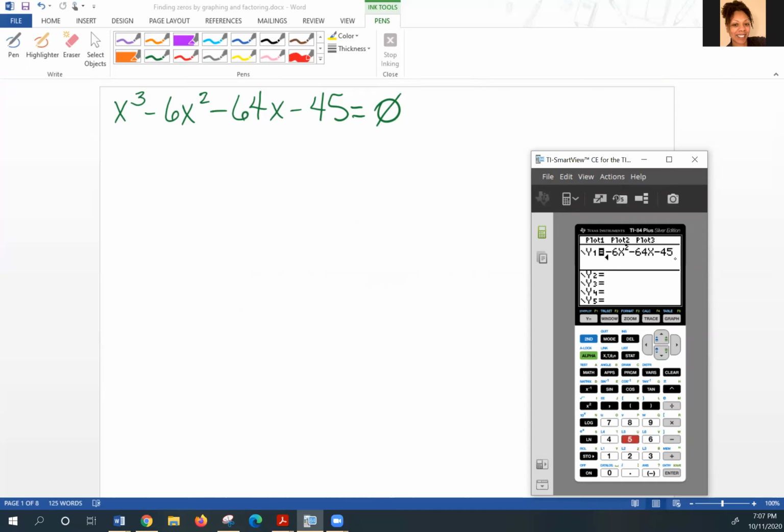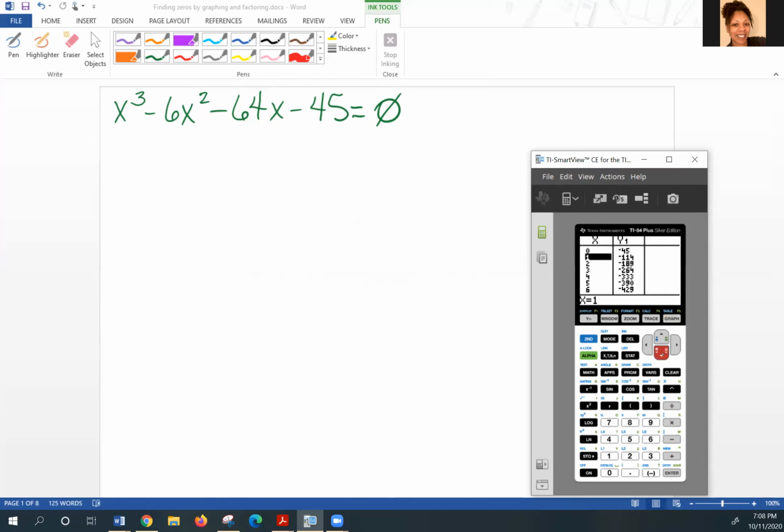Once I have my polynomial in, I would press second, and I want to get to the table, which is in blue. That's the purpose of pressing that second. And I am looking for the zeros in the Y column. Now, if I'm thinking about my rational root theorem, that means negative 45 divided by 1, I'm looking for all the factors of 45. So that's my starting place.